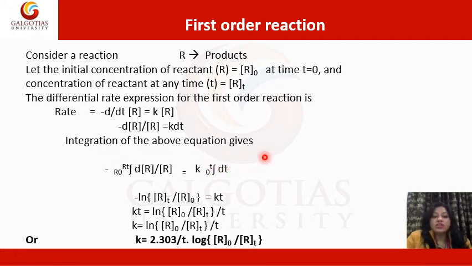When we solve this integration, we get minus ln [R]t upon [R]0 equals kt, and k equals ln [R]0 upon [R]t divided by t. When we convert ln into normal log, we can say k equals 2.303 divided by t times log [R]0 upon [R]t.